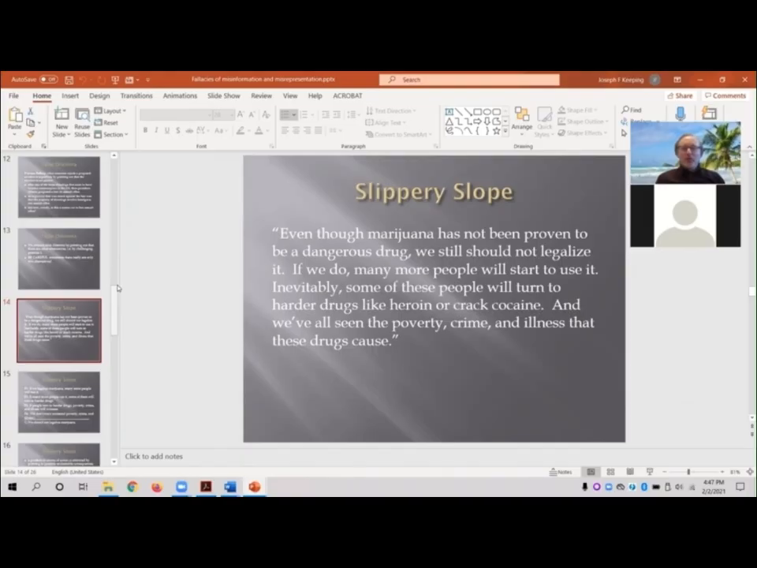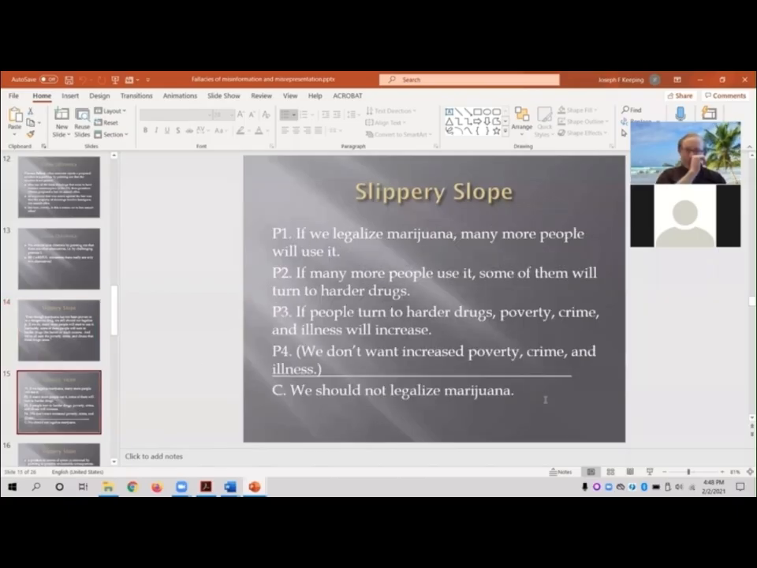What is the conclusion? What is the arguer trying to convince us of? He's saying we shouldn't legalize marijuana, or as it's correctly called, cannabis. I put it in standard form for you. So this is an argument with 4 premises. 1, if we legalize weed, many more people will use it. Premise 2, if many more people use it, then some of them will turn to harder drugs. Premise 3, if people turn to harder drugs, poverty, crime, and illness will increase.